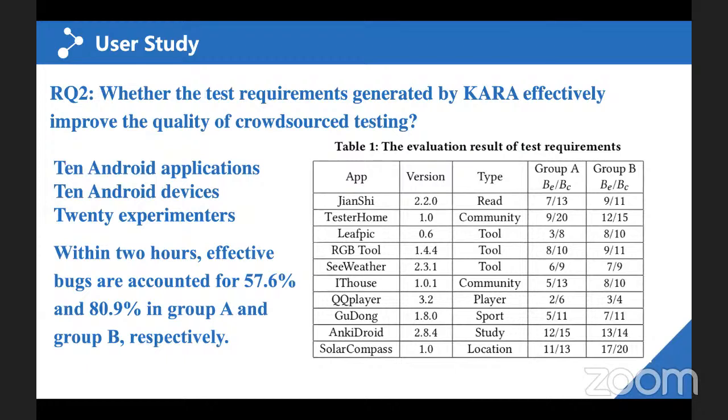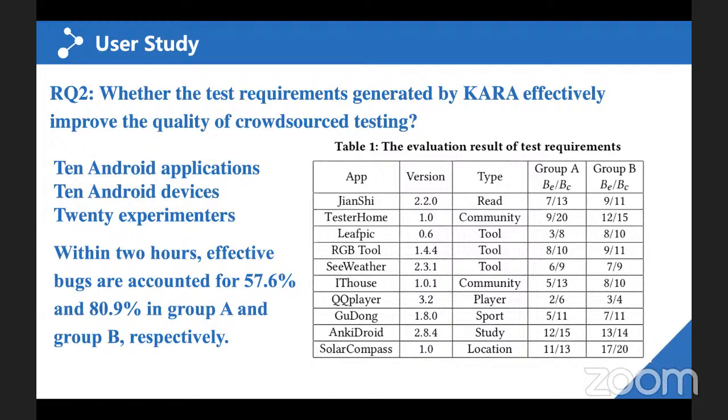The second is whether the test requirements generated by Kara effectively improve the quality of crowdsourced testing. We conduct a control experiment. 20 participants were divided into 2 groups that test the application on the device. Group A is a control group that tests by themselves. Group B is the experimental group that tests applications according to the test requirements generated by Kara.